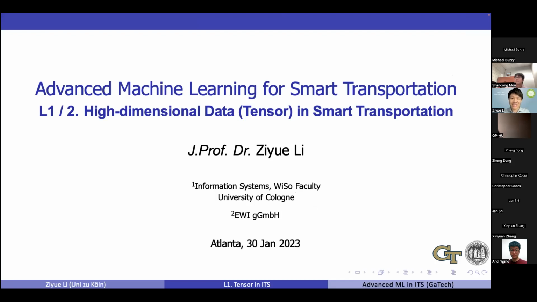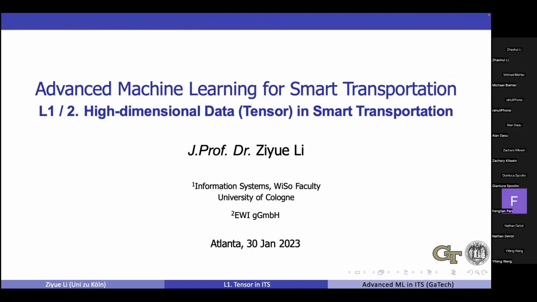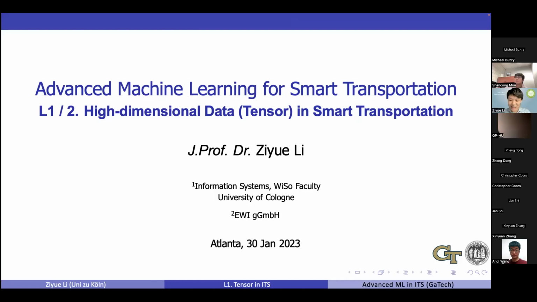Share what is happening in this area, specifically how we can apply machine learning techniques in smart transportation. In total, we will have two lectures. One is on high dimensional data, specifically tensors, in smart transportation. And the second half, in two days, will introduce deep learning in smart transportation.